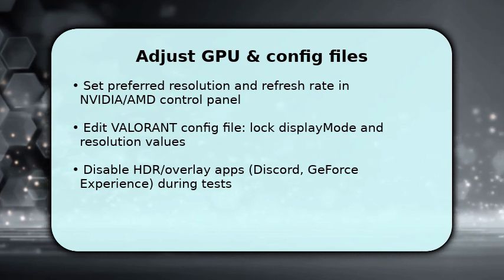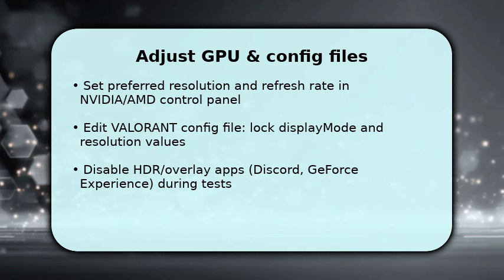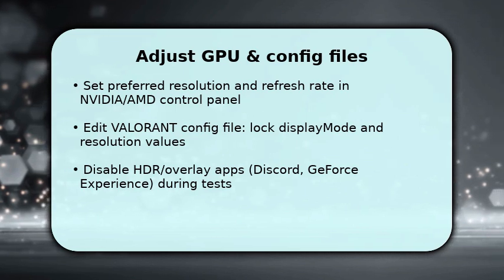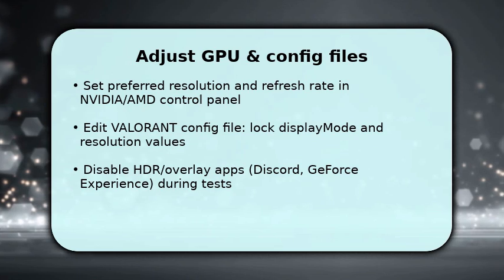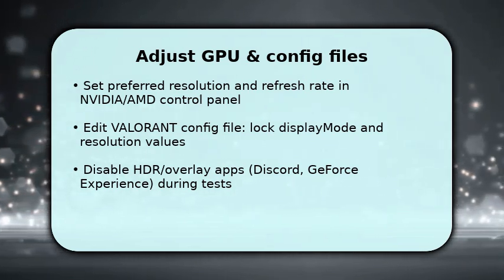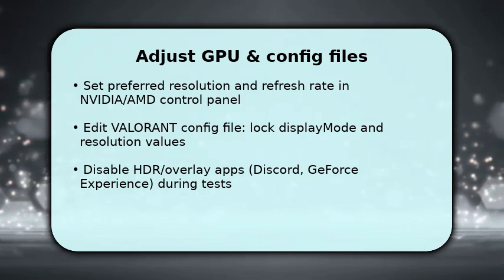Once aligned, close Valorant and edit the game settings .ini or Valorant configuration to lock display mode, setting width and height to exact pixels. This prevents the client from auto-switching. Also disable HDR and third-party overlays temporarily because they can override color and scaling, causing weird resolution behavior.